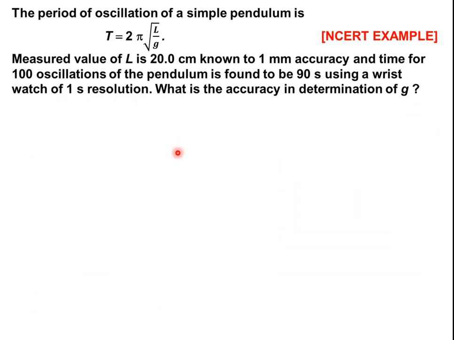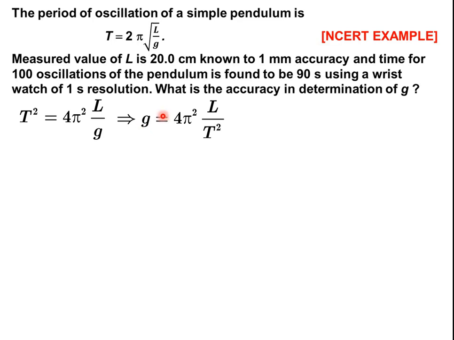Okay, so let us first of all square this relation. T square equal to 4 pi square L by G, because we are interested in the value of G only. So take G to the left, it comes to numerator, time period square to the right goes to denominator. So this is the relation we are going to use to determine the accuracy or percent error in G.